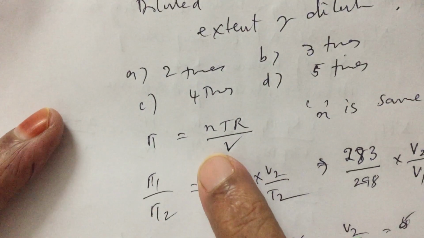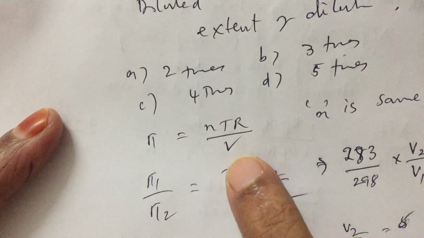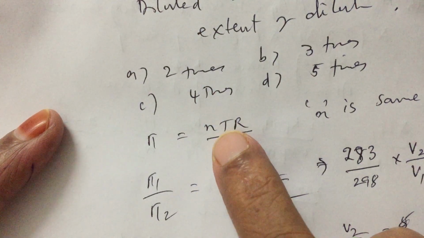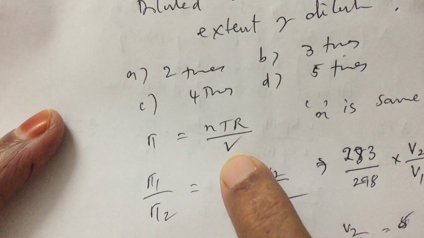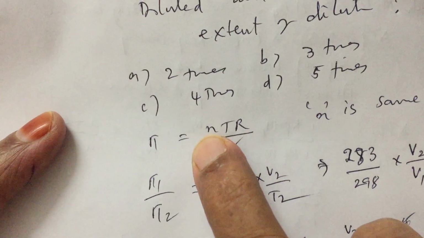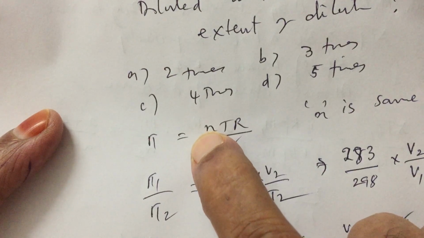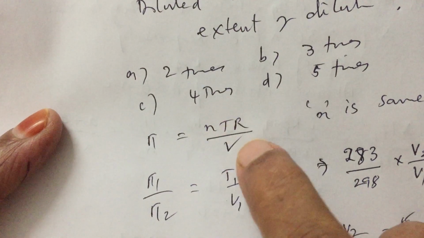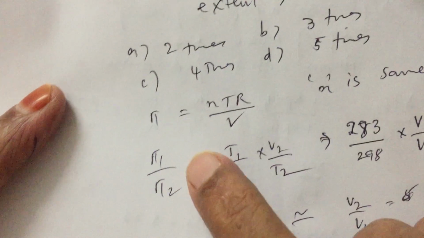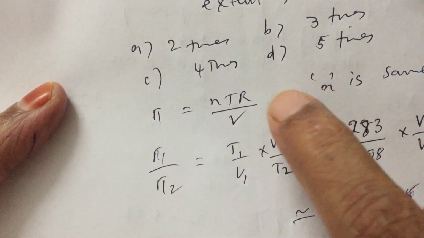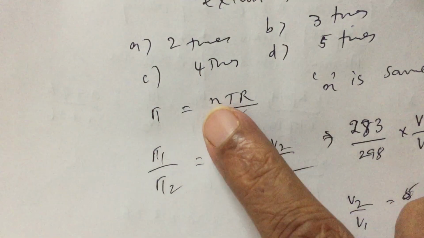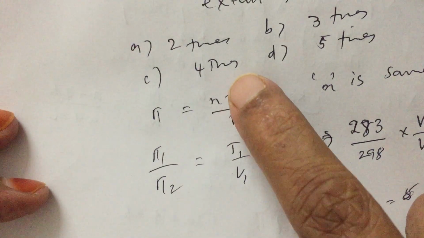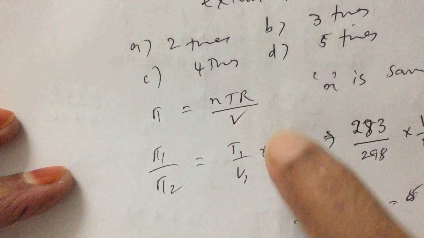Now I know that osmotic pressure is equal to NTR by V, where N is the number of moles, T is temperature, R is the universal gas constant or solution constant, and V is the volume of the solution. I for non-electrolytes should be taken as 1, so that can be ignored in this case. So notice that pi 1 by pi 2 is equal to T1 by V1 into V2 by T2, because N and R are constant, only temperature and volume are changing.